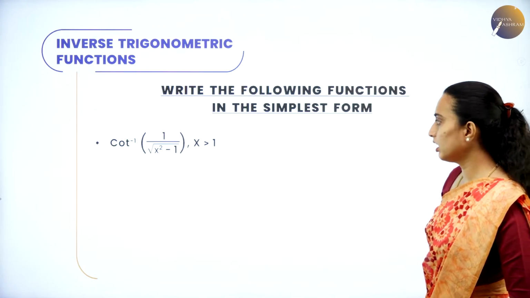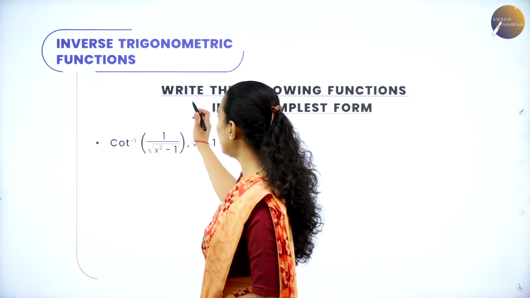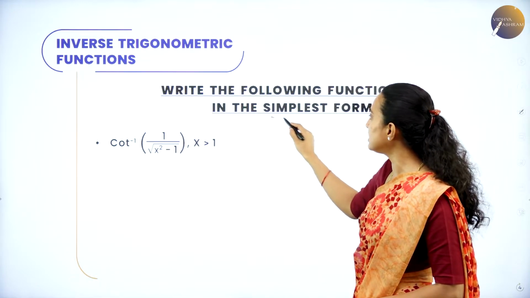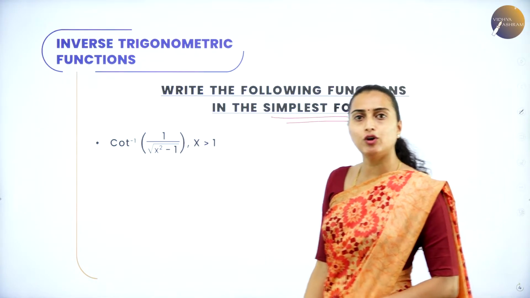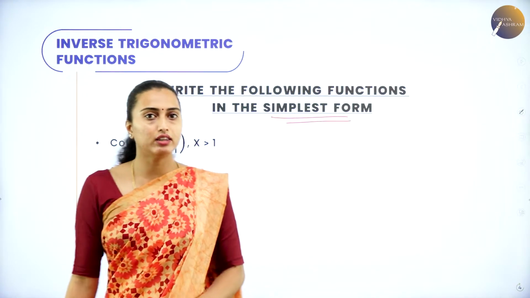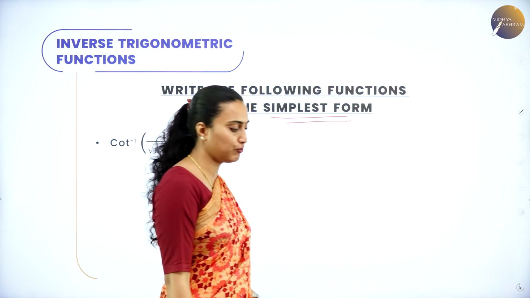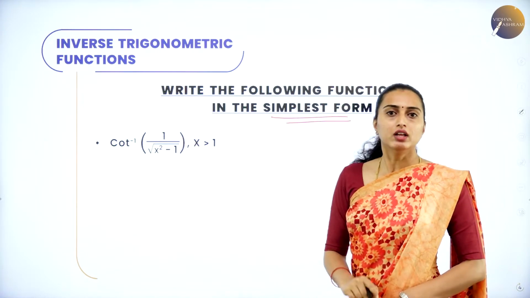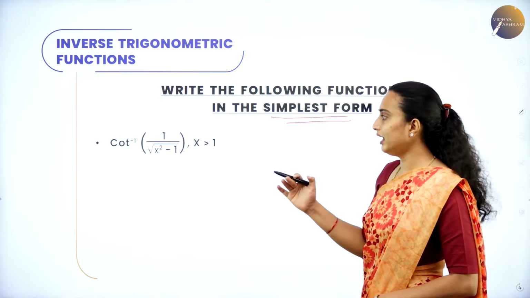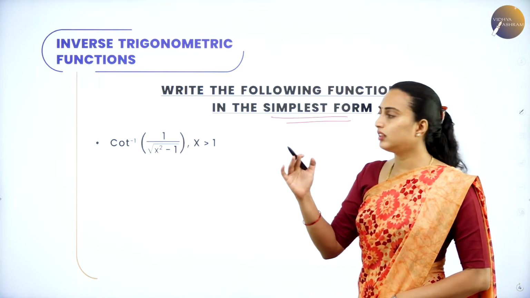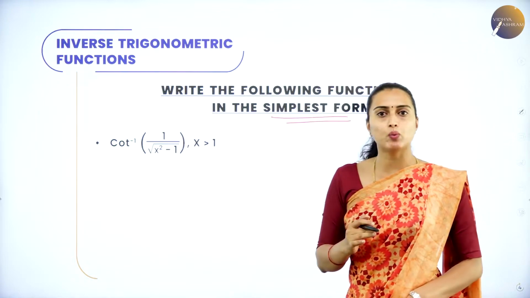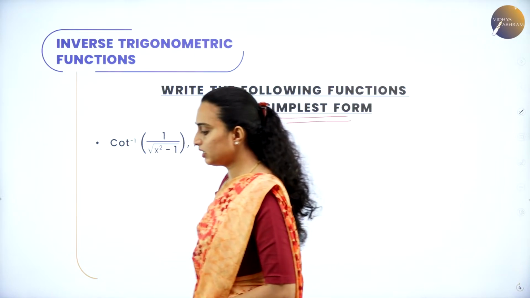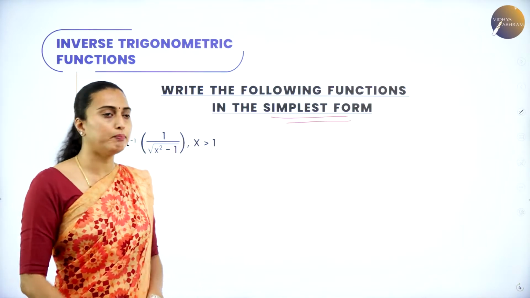So, the next question is cot inverse of what I have given. Write the following functions in the simplest form. This will be asked for 3 marks. Okay. Write the following in the simplest form. So, here I have taken many problems, so that I have given the following. They will give the question like this. Write the cot inverse of 1 divided by root of x squared minus 1 in the simplest form. Okay. So, how to bring it to the simplest form, just know.